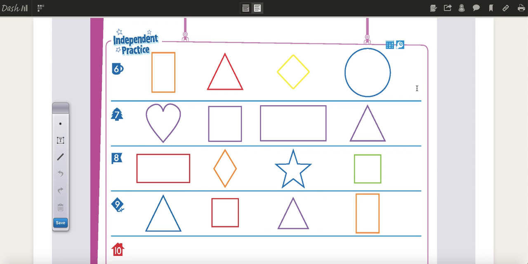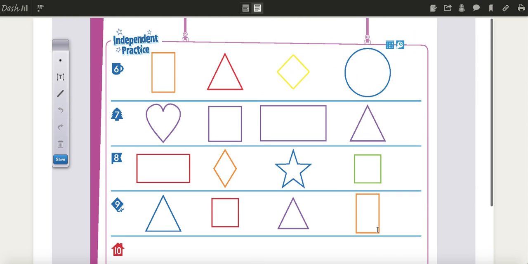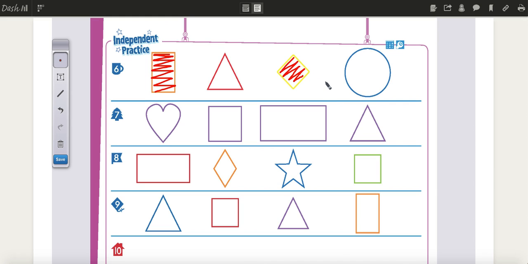Okay, so for this, number 6 through 9, we need to color all the rectangles in each row and draw an X on each rectangle that is a square. Okay. Is this a rectangle? Yes. Is this a rectangle? No, good job. Is this a rectangle? Yes. 4 sides, 4 corners. The top and bottom are the same and the 2 sides are the same. Is this a rectangle? No. Okay, so now we're going to draw an X on the squares. Is this a square? No. Is this rectangle a square? Yes.